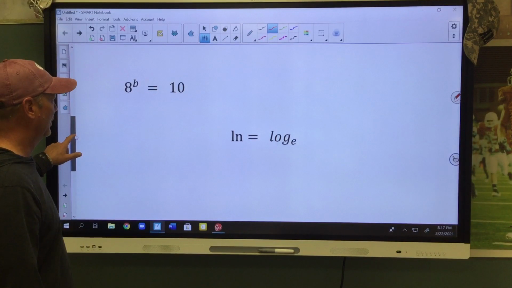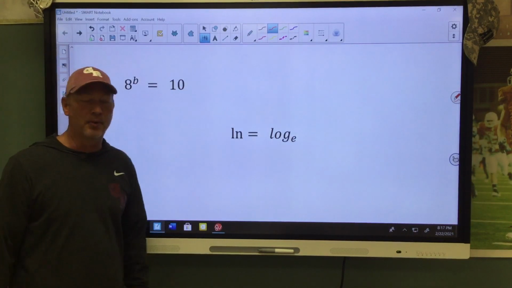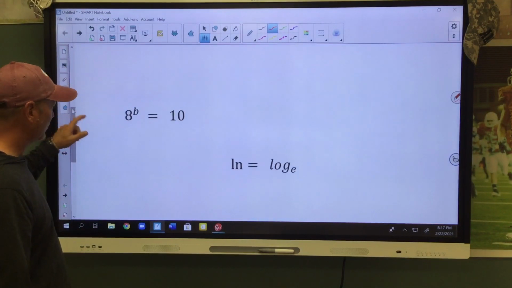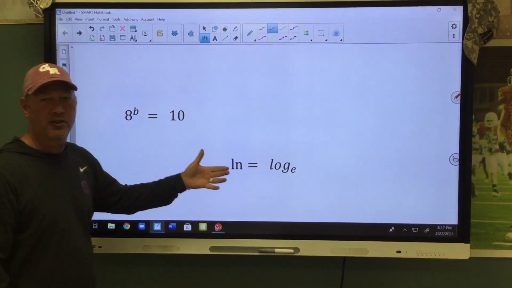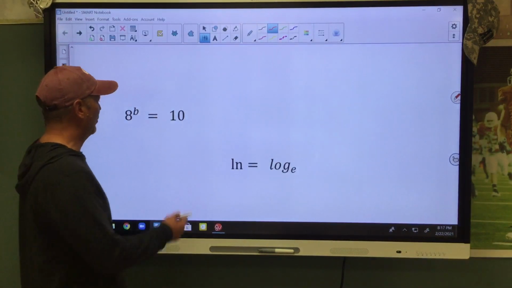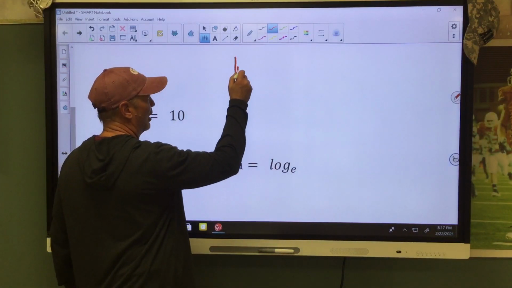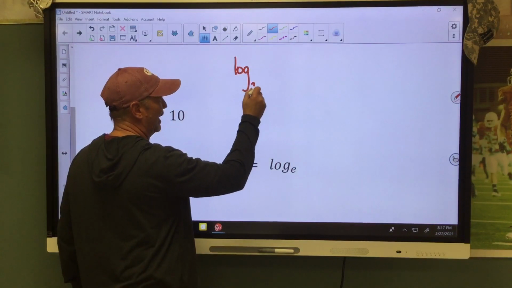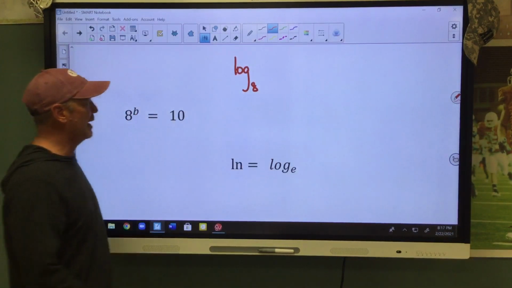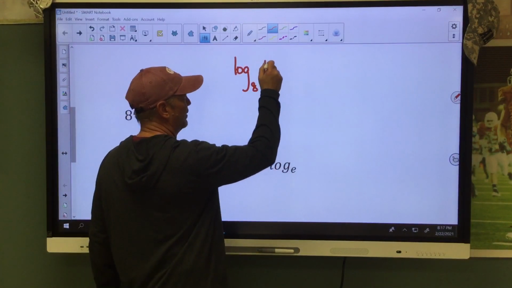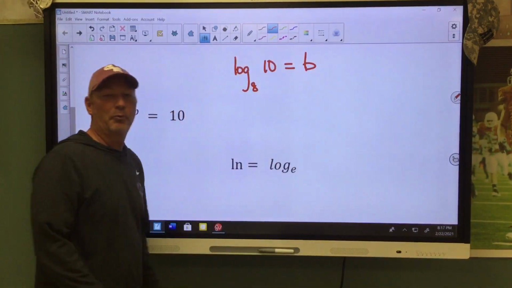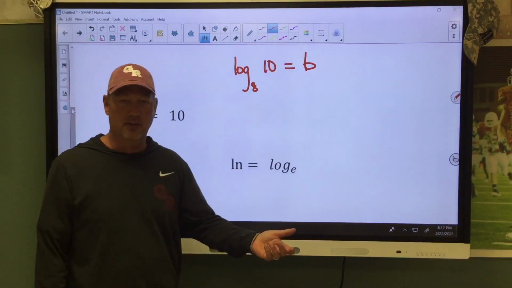Quick review. We had a problem like this that we worked. And when we worked this problem, we would just convert this to a log. We would try to get this exponent portion by itself, and we would say log base 8, and instead of being paired with the B, we would go to 10, and we would say log base 8 of 10 equals B. And then we would let the calculator take care of us, okay?